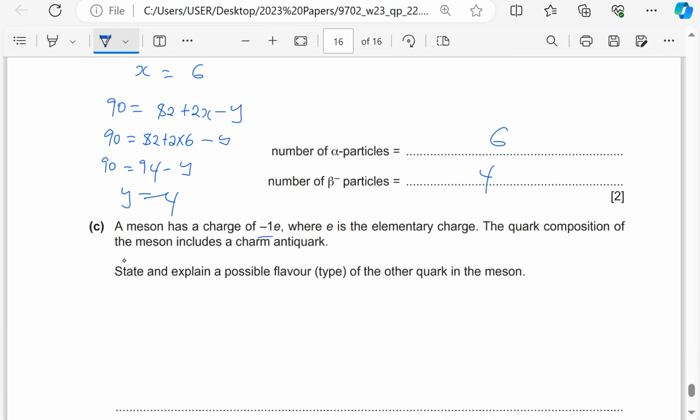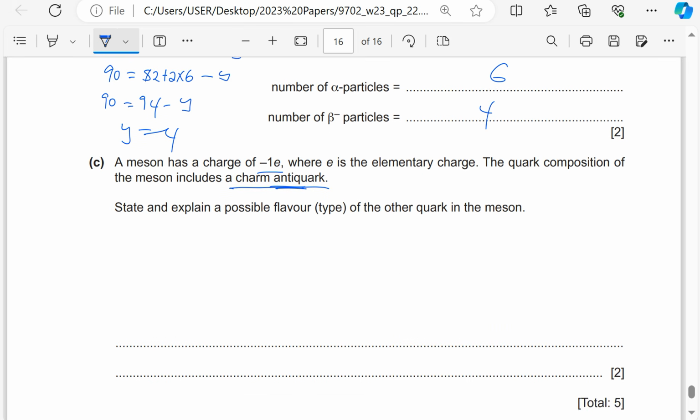A meson has a charge of minus e, where e is the elementary charge. The quark composition of the meson includes a charm anti-quark. State and explain a possible flavor type of the other quark in the meson. So we know that the charge of a charm quark is positive 2 over 3e. So if it is a charm anti-quark, it is going to be negative 2 over 3e. Okay, but total charge is minus e.